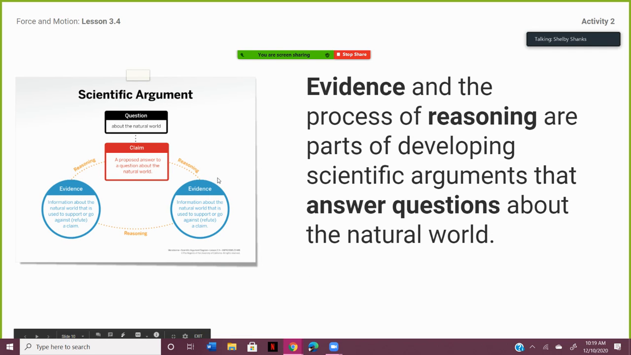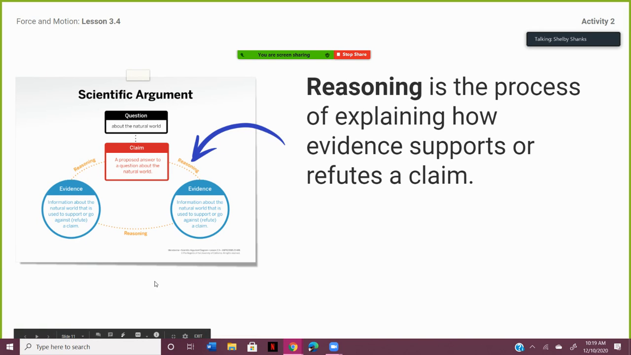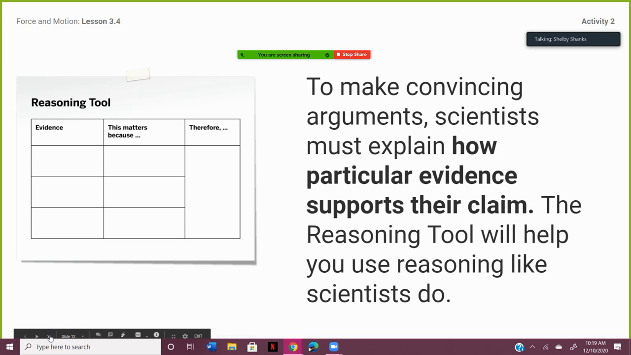All right, you guys remember the scientific argumentation little chart starts with a question, then a claim is next, and then you have your evidence and reasoning. So we're going to be given some evidence today, and what we need to do is the reasoning part of it. So we're going to explain how our evidence supports or refutes a certain claim. Right? This is our reasoning tool. I hope this looks a little familiar.